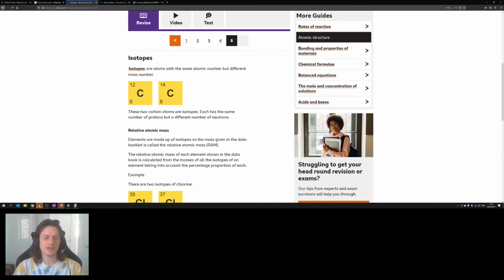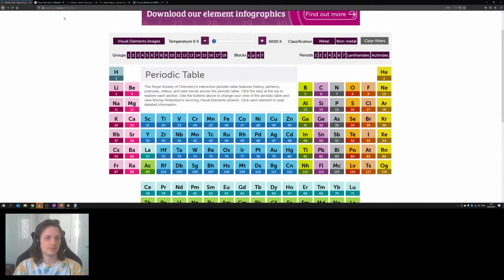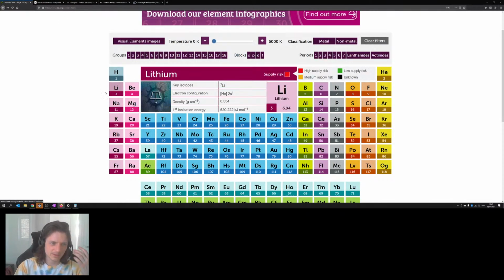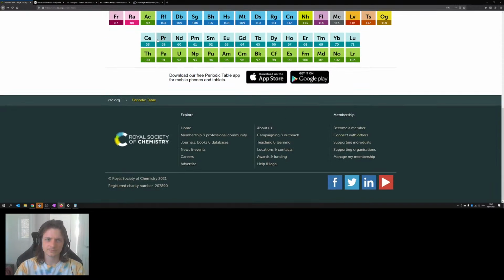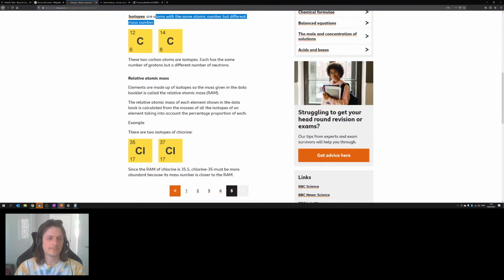Isotopes are atoms with the same atomic number but different mass number. So let me have a look through these. The masses. So this one, do they all have? Oh, here we go. Here's one. So francium is. I wonder what's so special about the square brackets. Okay, fair enough.